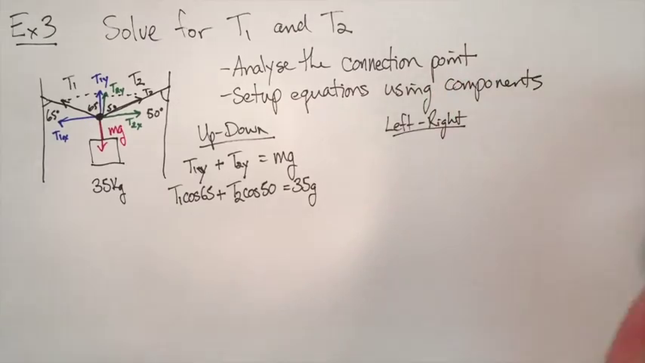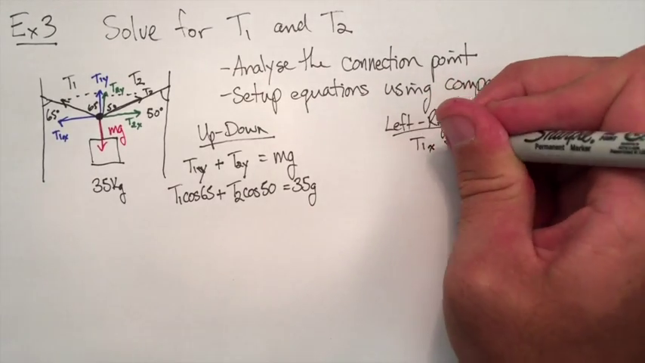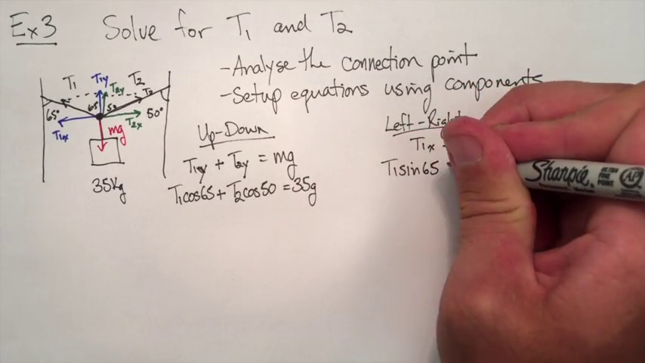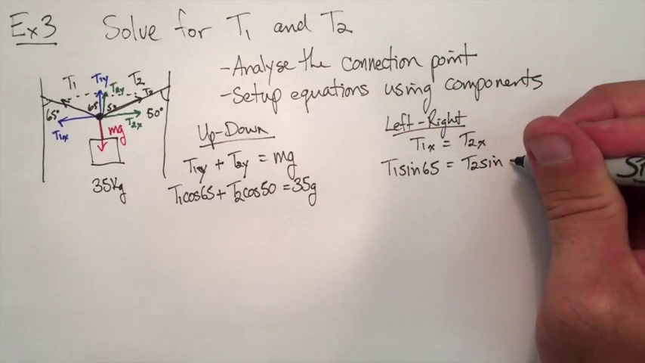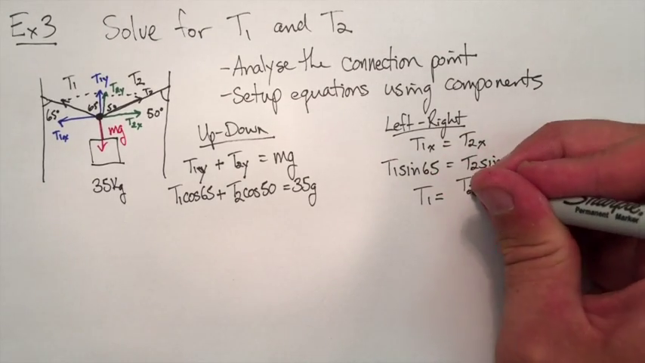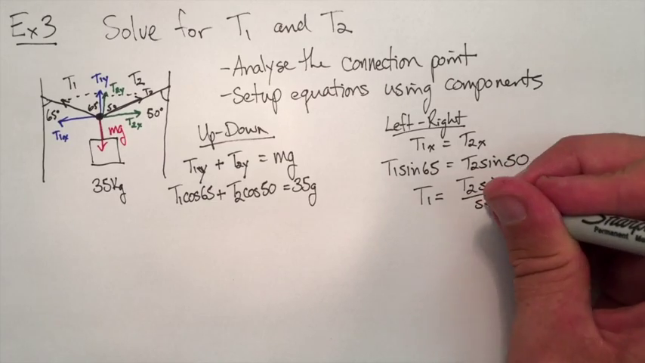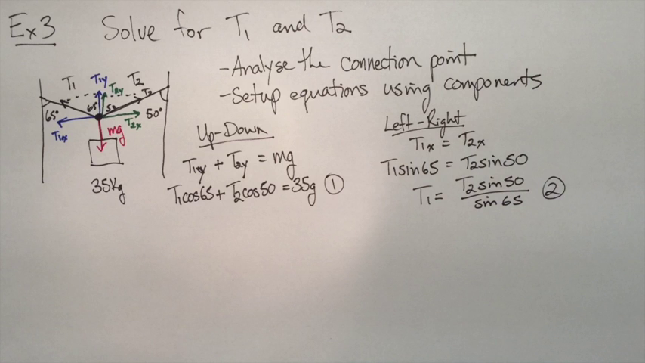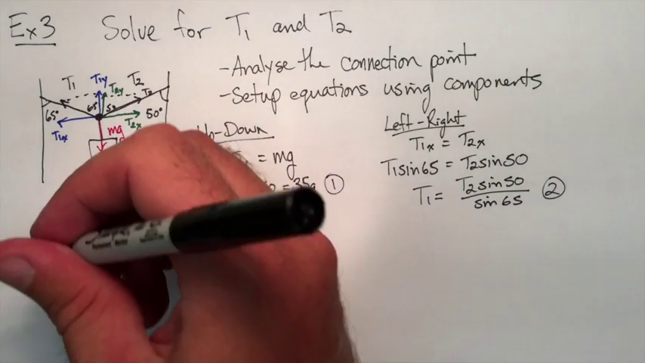Let's look at the left-right. We know that T1x should be equal to T2x. There's no other forces. So writing what those components are is T1 sine 65 equals T2 sine 50. Basically what we have here, we're going to rearrange that for T1. We have two equations with two unknowns. So we're going to use substitution or elimination to solve for T1 or T2.